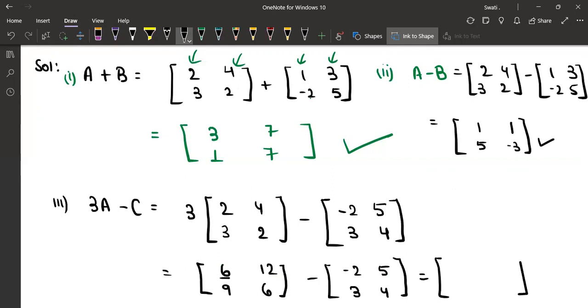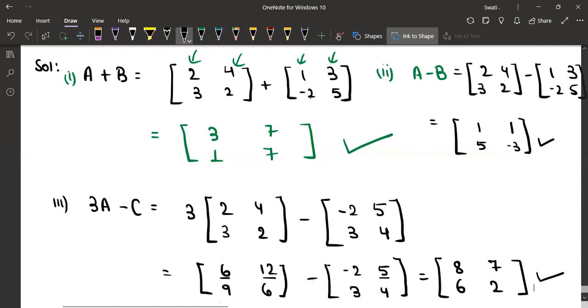So 6 minus minus 2, right? Minus minus is plus, so 6 plus 2 is 8. Next is 12 minus 5, so 12 minus 5 is 7. Next is 9 minus 3, which is 6. And then 6 minus 4, which is 2. So the answer is 8, 7, 6, 2. All right, so this is the answer.